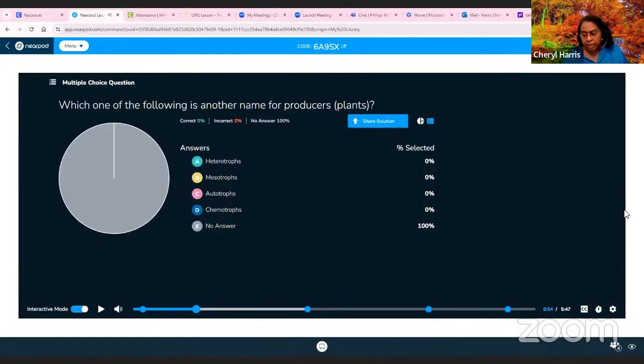Okay, apparently they do pause it. All right, so go ahead and answer that. And we've kind of gone over these. The advantage of looking at my view instead of just your view is that you can almost see where you're making the wrong answer. And right now, I need everybody to participate. Another name for producer. They make their own food.